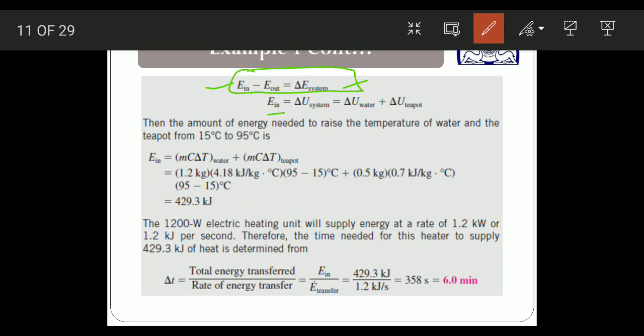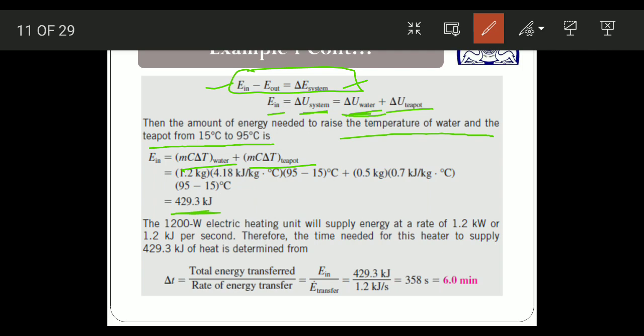Now energy in can be written as delta U, that is the change in internal energy of the system, which is nothing but the change in internal energy of the water plus the change in internal energy of the teapot. Then the amount of energy needed to raise the temperature of water and the teapot from 15 degrees Celsius to 95 degrees Celsius, let us calculate this first. Delta U for water can be written as m cp delta T water, plus m cp delta T teapot. Now m is given, c is given, delta T is given. Put the values and you will get the value of energy in, that is 429.3 kJ.